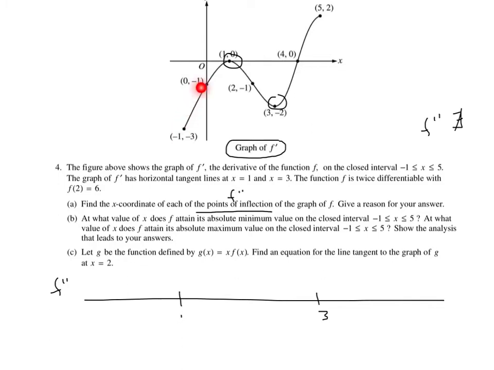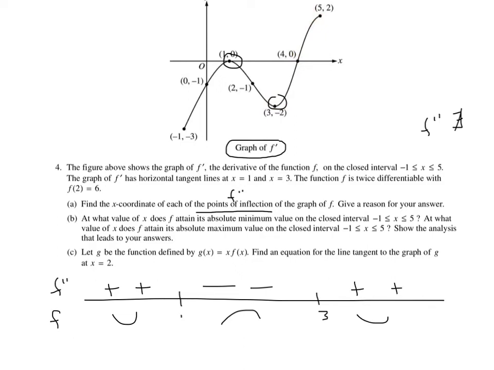Now all of those slopes in the interval from x equals -1 until x equals 1 are positive, implying that f's concave up. And then from x equals 1 until x equals 3, we had a whole bunch of negative slopes, so f's concave down. And then from x equals 3 until x equals 5, we've got a whole bunch of positive slopes, meaning f's concave up.